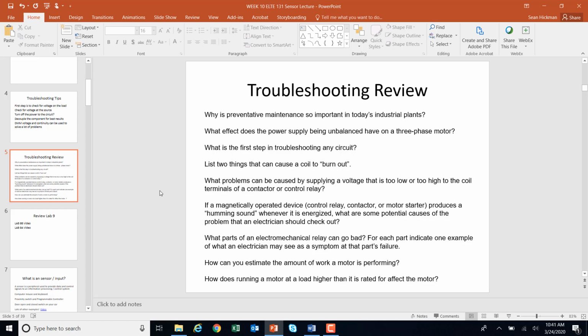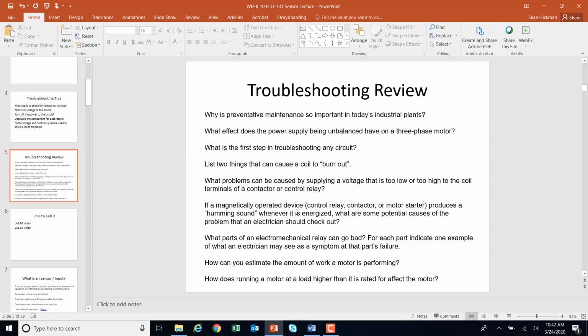So yeah, too high or too low. If it's too high, you might just cook that coil. If it's too low, it's going to get really hot and can damage it. And you can also, if you go too low, get it to chatter or to drop out. So those are some problems that can be caused.